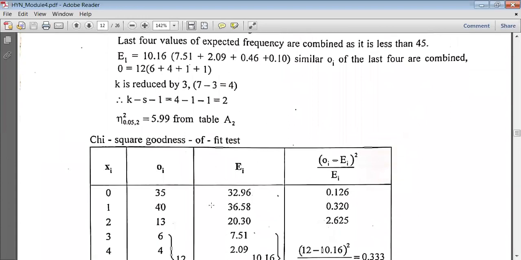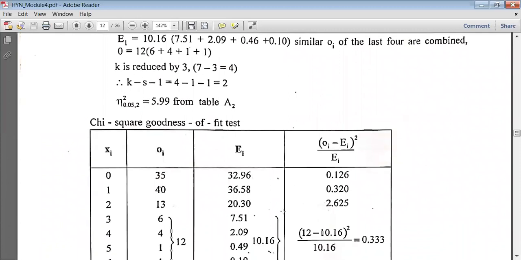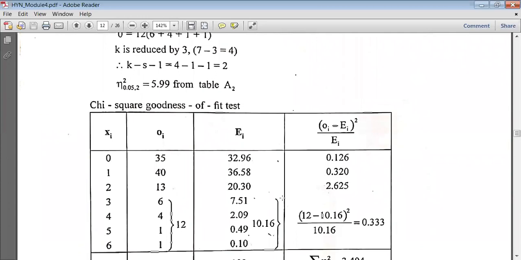So 32.96 is greater than or equal to 20, so accept it. 36.58 is greater than or equal to 20, accept it. 20.30 is also greater than or equal to 20, accept it. 7.5 is less than 20, combine with the next value. This is also lesser, combine with the next value. Next we get 10.16, which you have to accept.